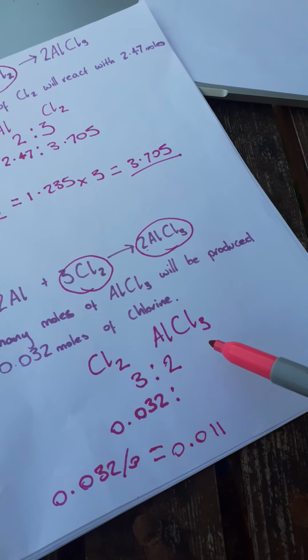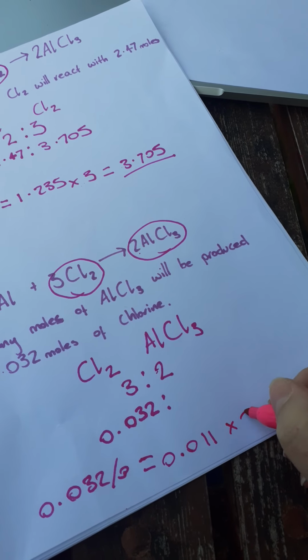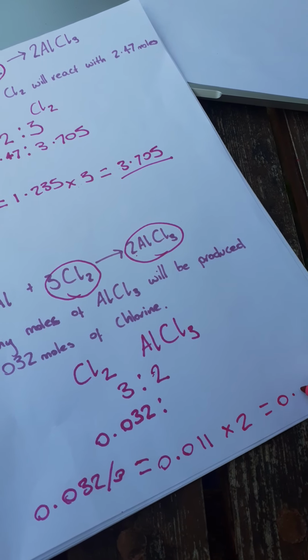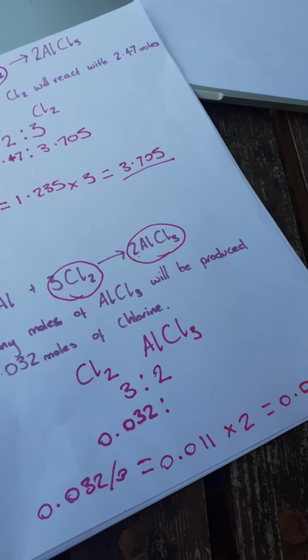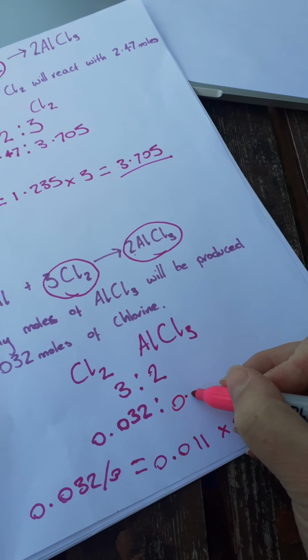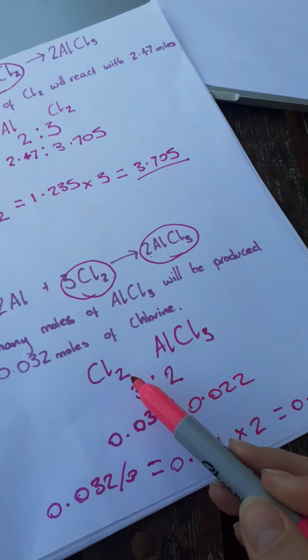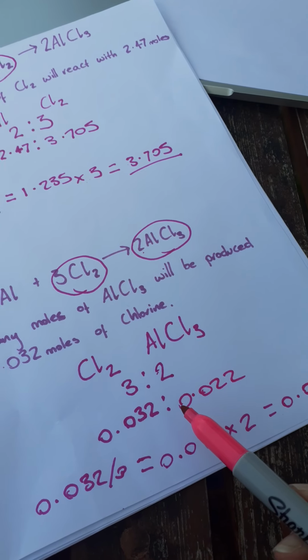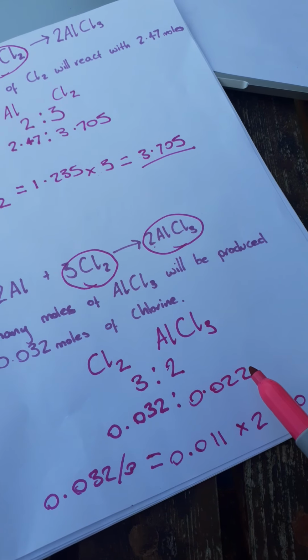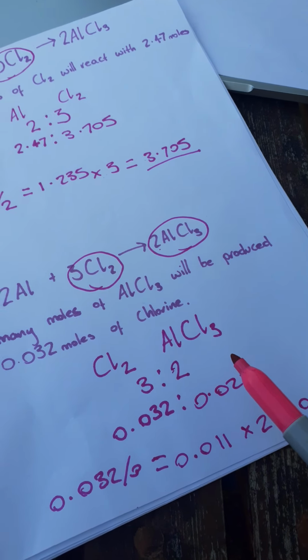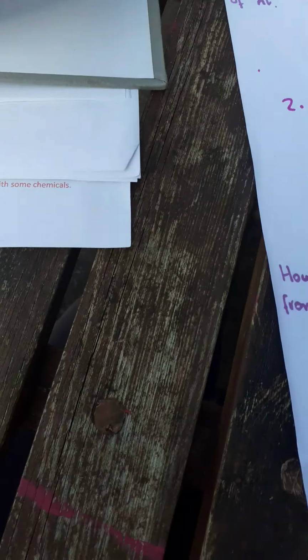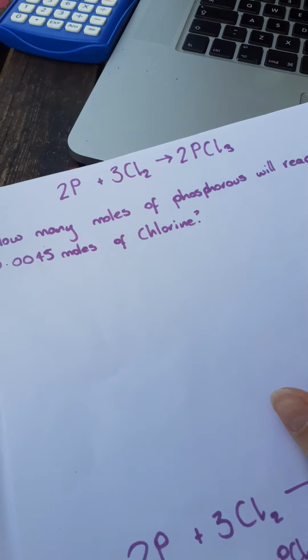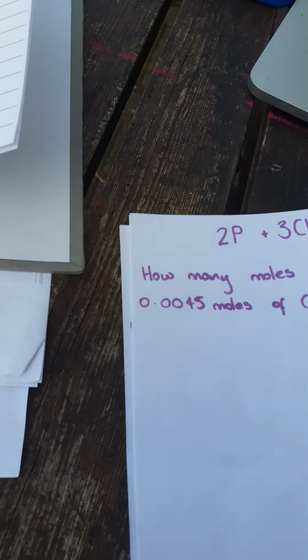We're not wanting 1, we want 2. So we're going to multiply this number by 2, which will give us 0.022, and that's our final answer. Okay, so if 3 moles is equal to 0.032, 2 moles is going to be equal to 0.022. Okay, so that was the first question. The second question, exactly the same idea. So if you've got it, feel free to stop watching this catastrophe.